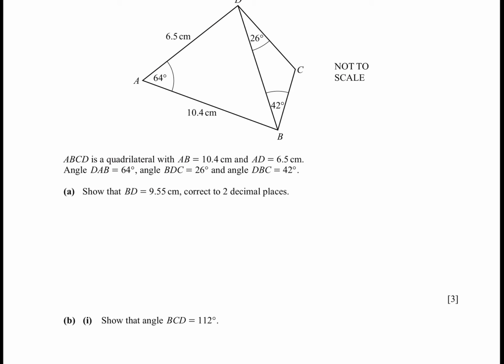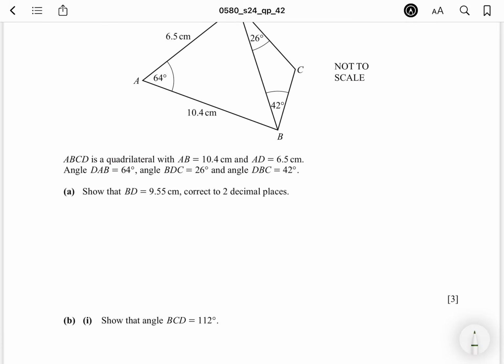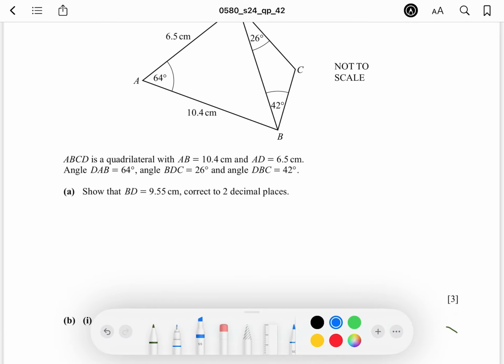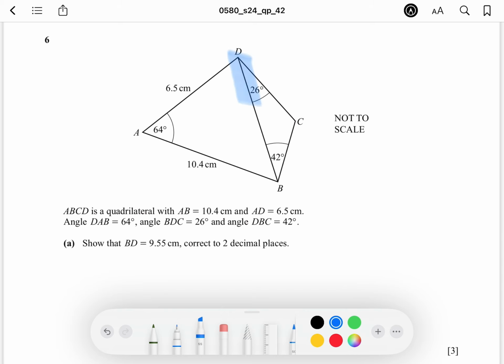Okay. So show that BD is 9.55 correct to 2 decimal places. So BD, you identify where BD is. Okay, and then from there, that's the side BD. So what problem is this actually? Is it a triangle problem? An angle problem? Angle properties? Is it an angle properties problem or triangle problem or quadrilateral problem? Which one do you think?